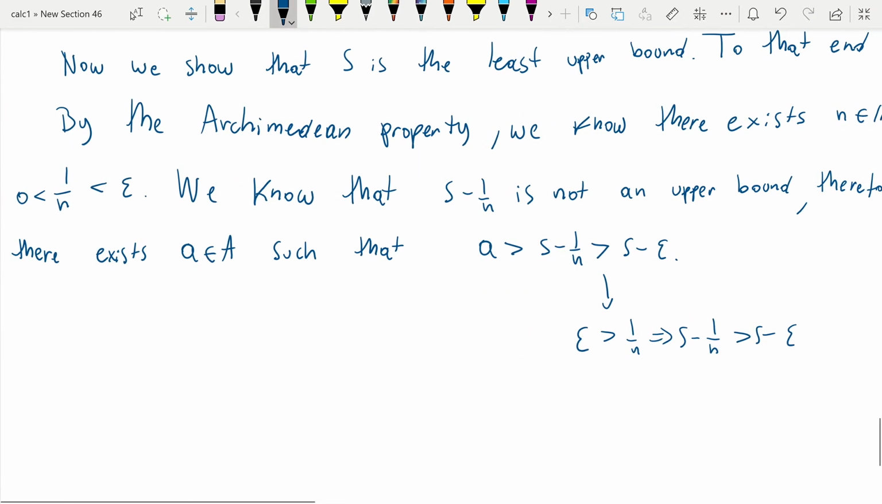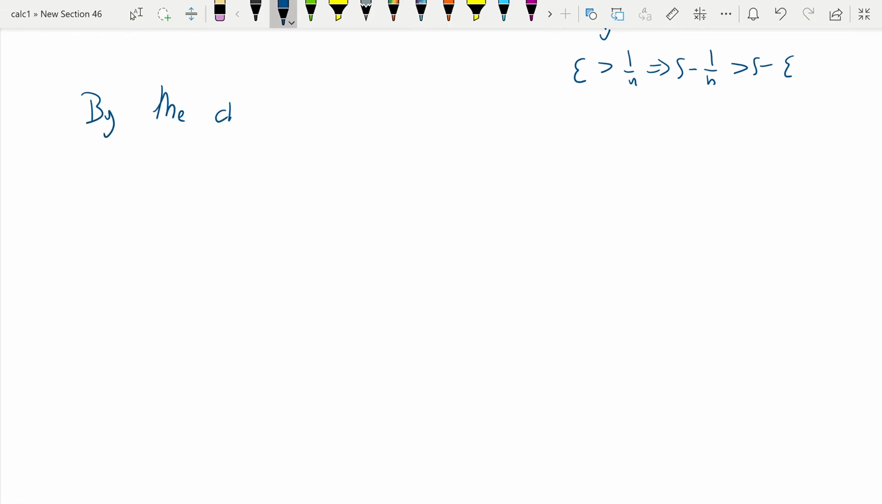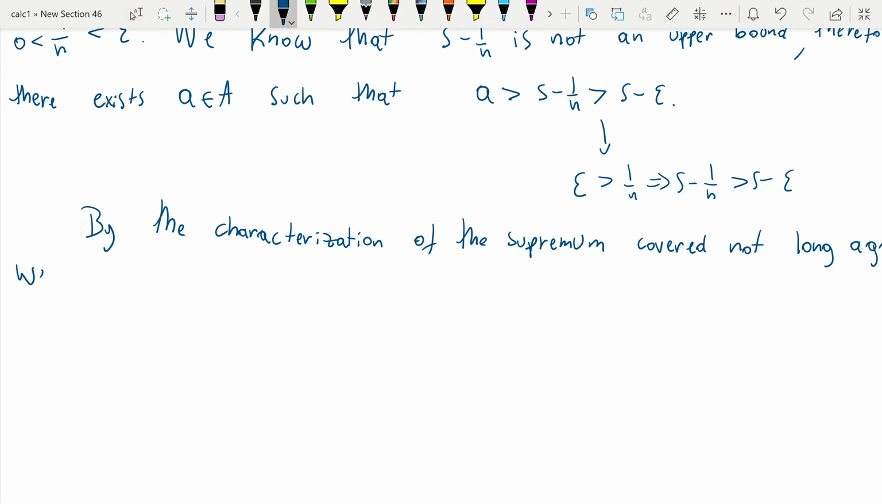So this means that by the characterization of the supremum covered not long ago, we can conclude that S has to be the supremum of A.